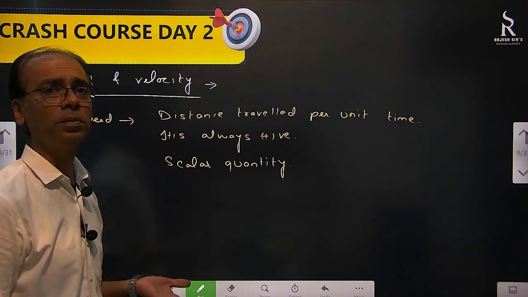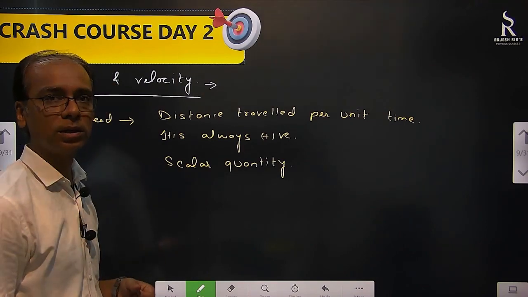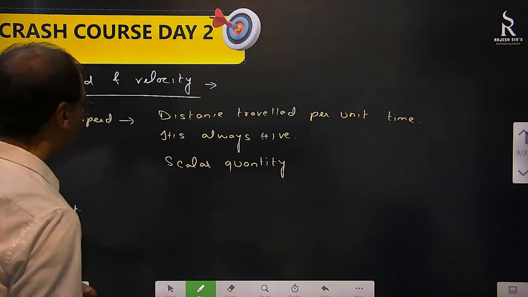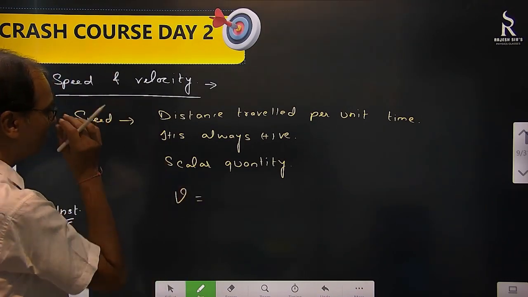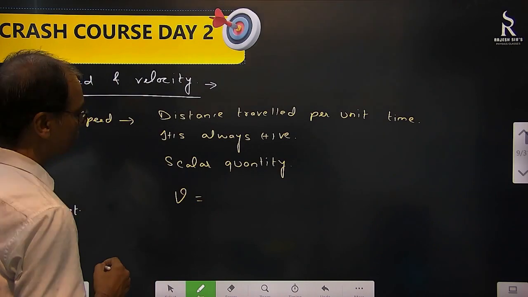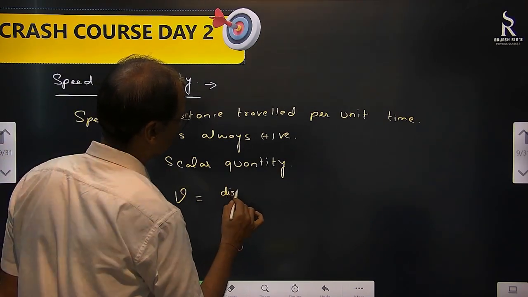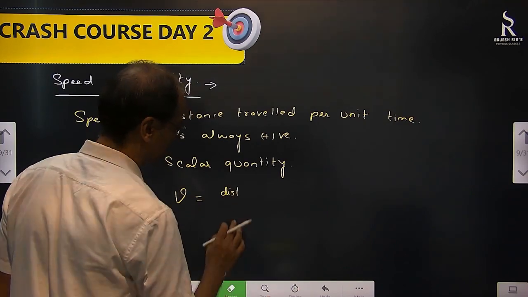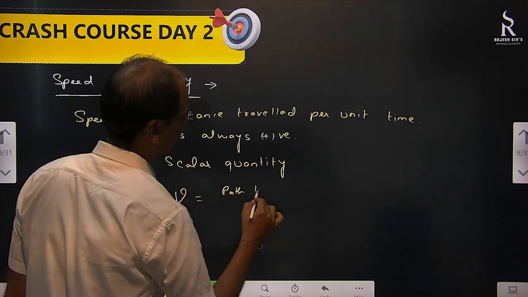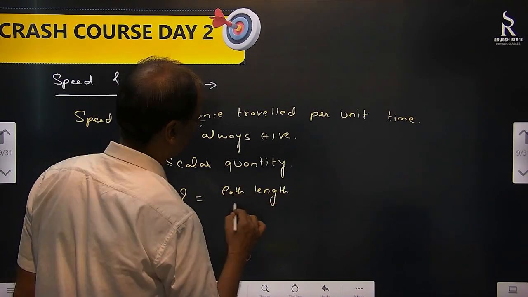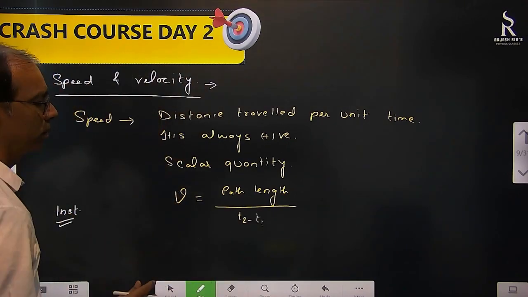But in speed, we have two things that we normally undergo. One is called average speed, another one is called instantaneous speed. So let's write the formula and then try to understand that. What is the formula of speed? I am going to write this as V. V is the distance traveled, or path length, you write that, that will be better. Path length by T2 minus T1.